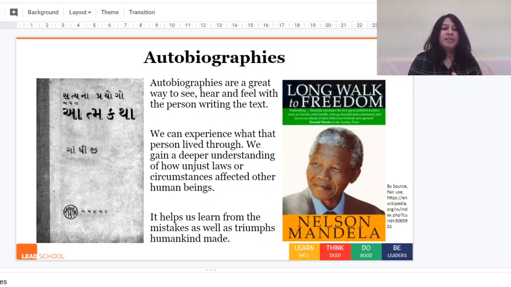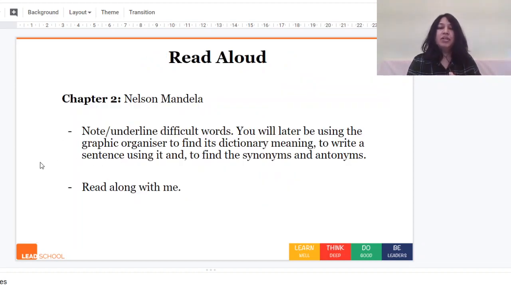So let's move ahead with the read aloud. We'll do the read aloud of chapter 2, Nelson Mandela. Please note or underline the difficult words. You will later be using the graphic organizer, if you remember, with the word in the center, dictionary meaning, sentence, synonym, and antonym. And please do read along with me during the read aloud.